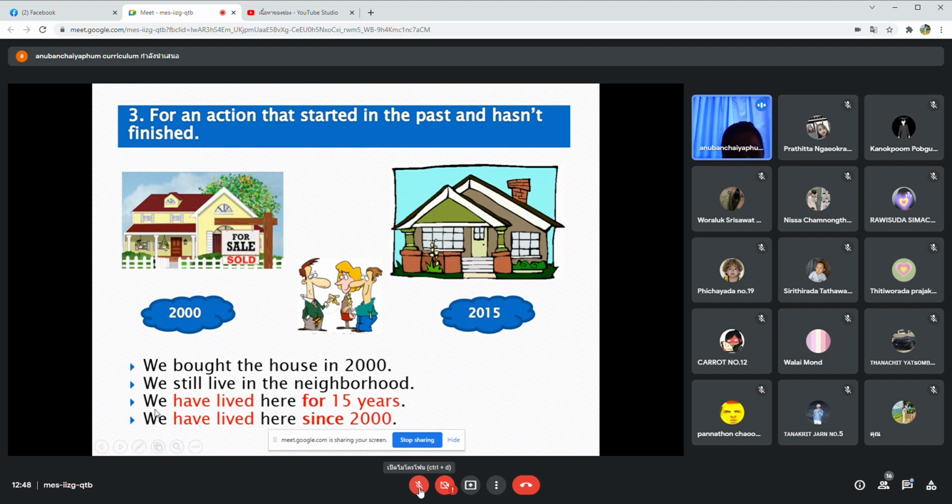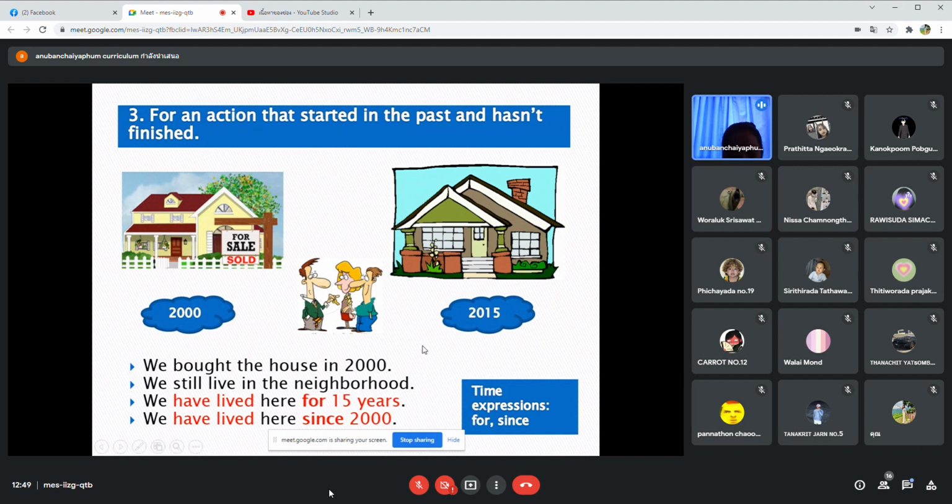So we use we plus have plus past participle: live for 15 years or here for 15 years. That's why it becomes present perfect tense. The time expressions that are used here are for and since. So you can say we have lived here for 15 years or we have lived here since 2000. These are the time expressions that signal you are using the present perfect tense.